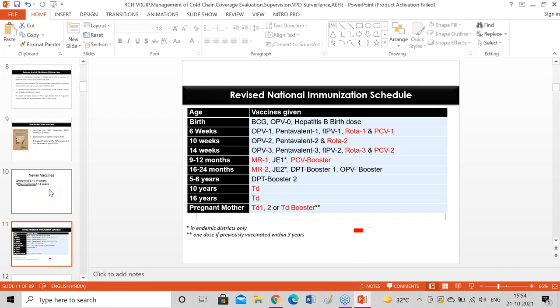Okay. 9 to 12 months, we are going to give MR first dose, JE in endemic districts, and PCV booster. Then 16 to 24 months, MR second dose, JE again in endemic districts, DPT booster 1, and OPV booster at 16 to 24 months. 5 to 6 years, you have to give DPT second booster. 10 years, we are giving Td, 16 years Td. In pregnant females, Td 1, 2, or Td booster if one dose has been given within the last 3 years.